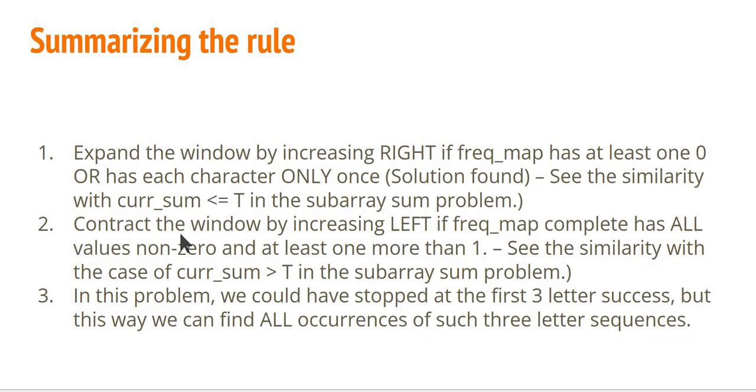On the other hand, we contract the window by increasing left if the frequency map has all non-zero values and at least one value more than one. This is basically saying there are more characters than I need, so I may be able to contract the window and check if I meet the criteria. Again, see the similarity with the case of current sum greater than t. That's exactly the analogous argument we are trying to make here.